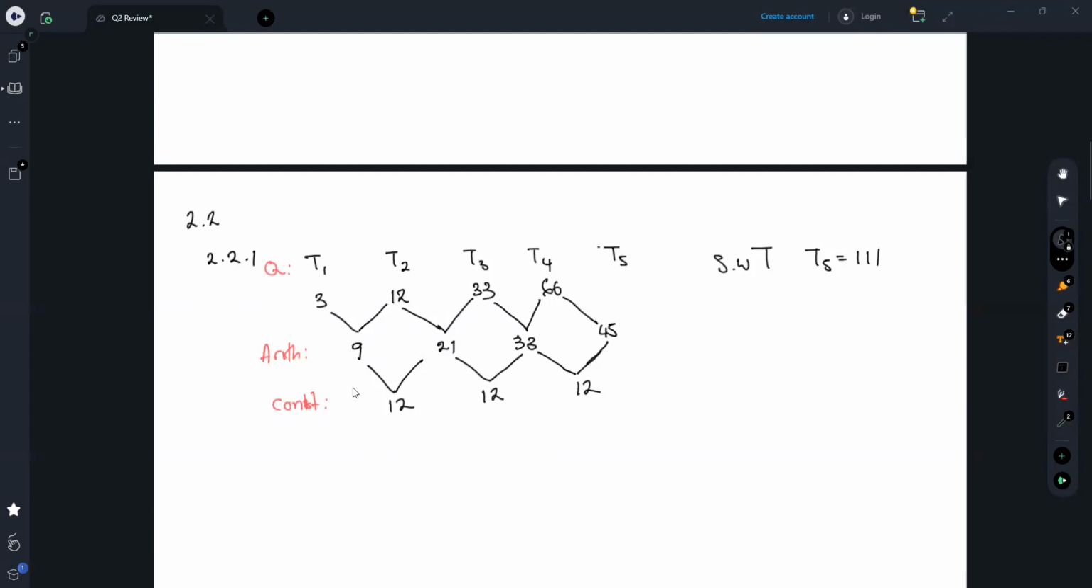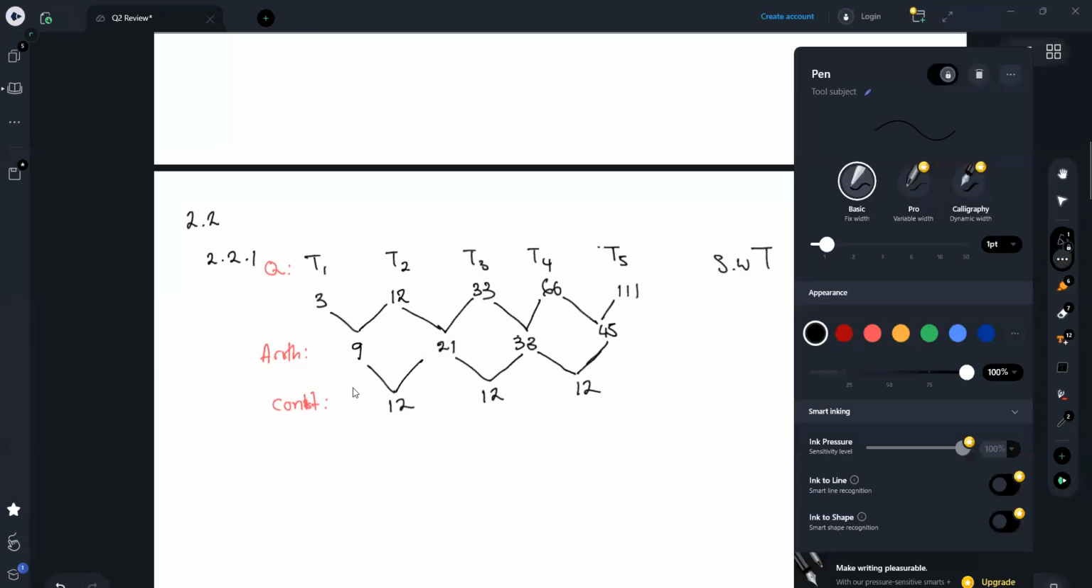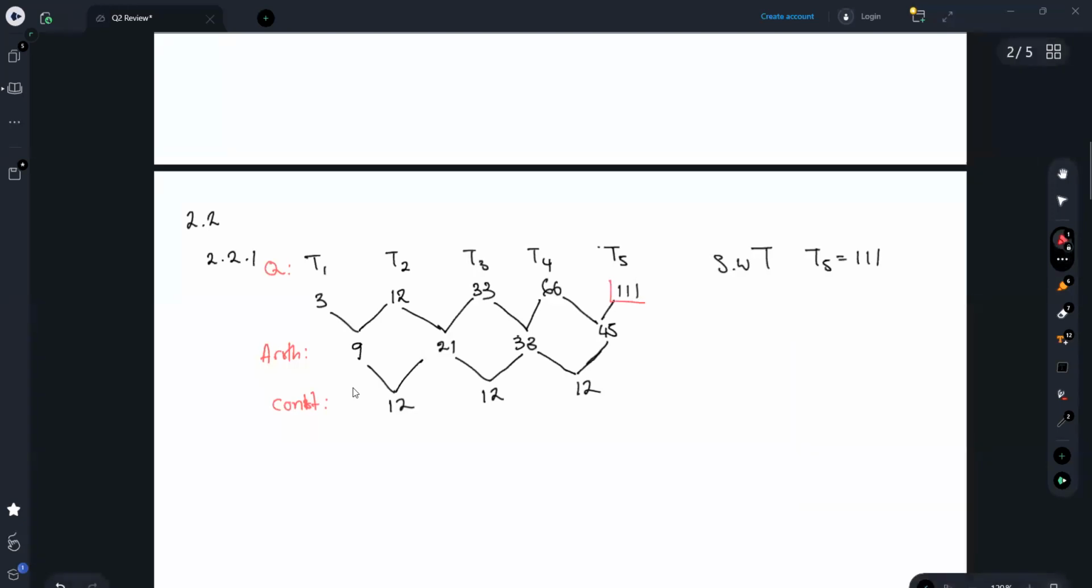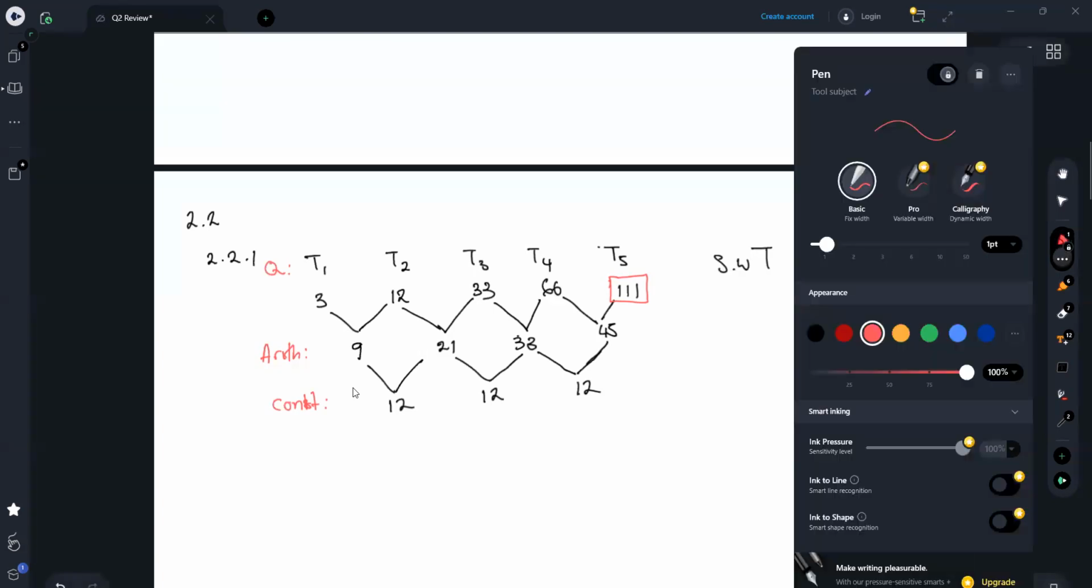And now when you say 66 plus 45, that should give you your value of how much? Of 111. And boom, we have it. We have shown that T5 is equals to 111. We're successful in that regard.